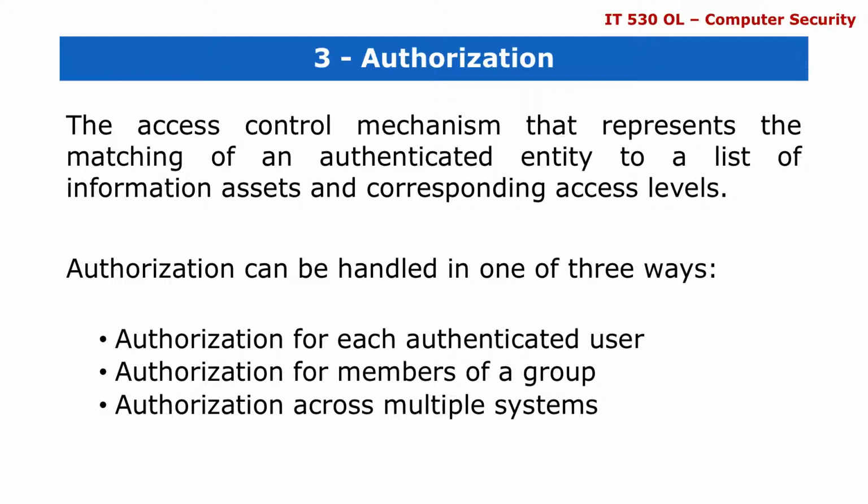Next, we have authorization, and authorization is pretty much matching of an authenticated user to a list of information, assets, or corresponding access levels. This basically means, okay, now that I've been authenticated on the system, what am I allowed to access on the system? Do I have admin access to the entire system, which means I can do everything? Or do I have only limited access to only certain files and certain parts of the system? What can I do, including my functions and everything? That all falls under authorization.